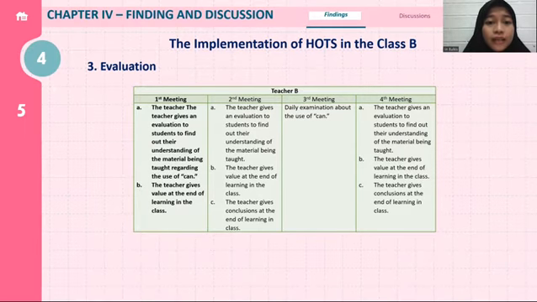In terms of implementation, the two English teachers have no difference because they have implemented HOTS very well based on the lesson plan they use. Then in terms of evaluation, teacher B applied it more often than teacher A, who was seen only two times during the conclusion in the learning.